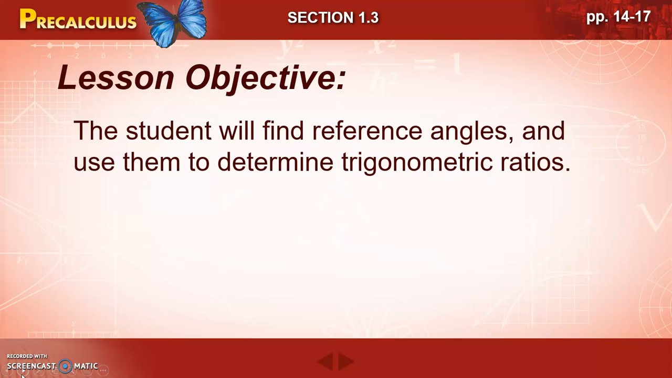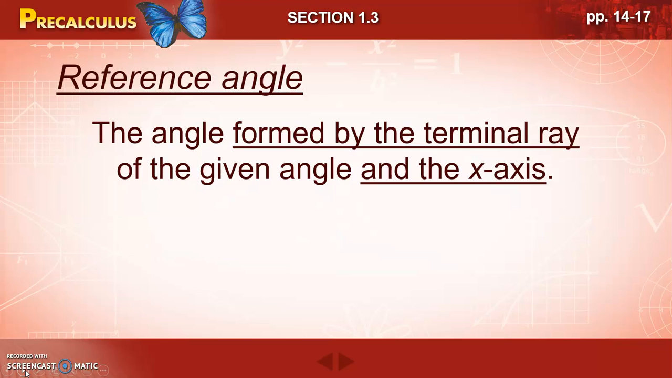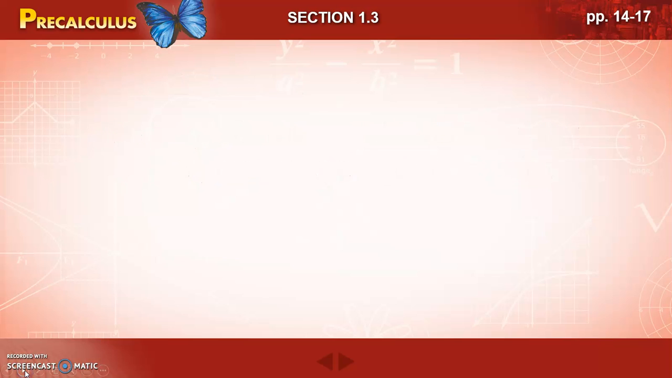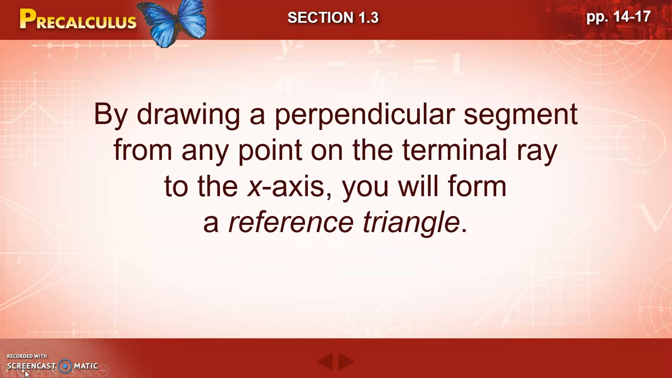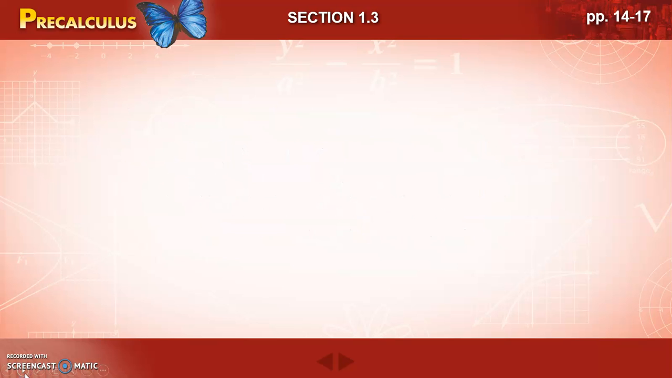Our objective for today is this. We want you, the student, to be able to find reference angles and use them to determine trig ratios. So what is a reference angle? Well, a reference angle is the angle formed by the terminal ray of the given angle and the x-axis. Let's take a look at an example in just a moment. By drawing a perpendicular segment from any point on the terminal ray to the x-axis, you will form a reference triangle. So let's take a look.